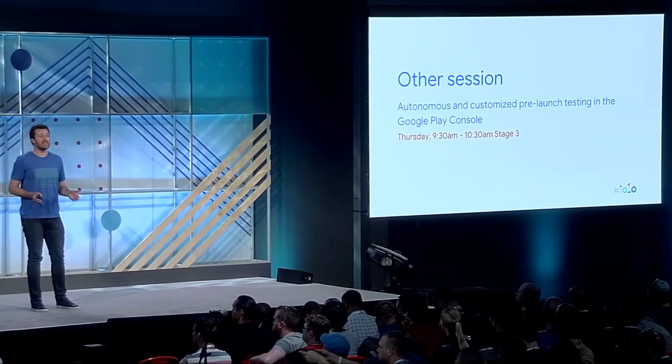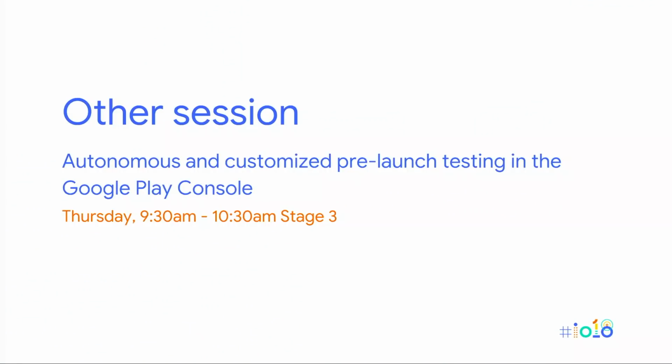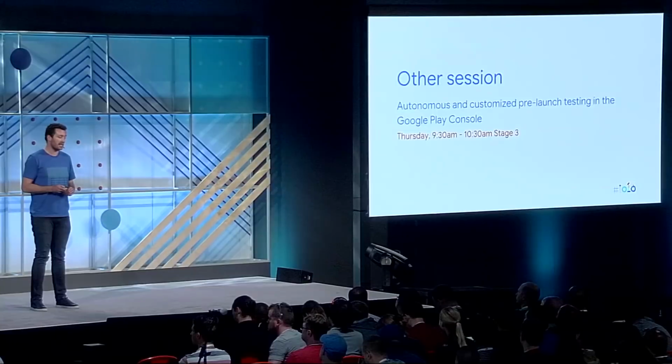All of Android Vitals is based on data that's collected from users' devices. So these are users that are actually being affected by the issue itself. We would love for users not to actually be impacted by any of these issues at all. And so we'd encourage you to do more pre-launch testing of your application to find these issues before rolling it out to users. There's a session on this on Thursday at 9:30, and I encourage you to attend that one.